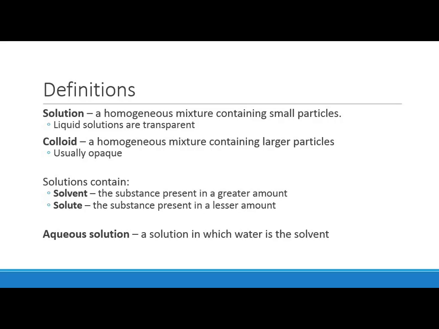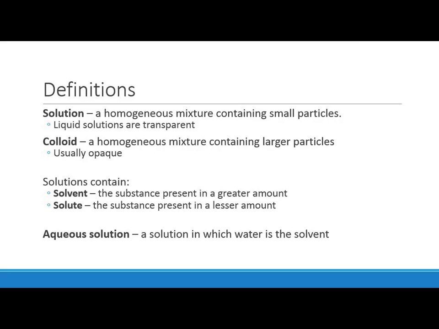Now colloids are related to this. They're also homogeneous mixtures, but they contain larger particles. Usually they're opaque. Examples would be fog, right? Fog is a colloid. It scatters light. If you are driving through thick fog, the worst thing you can do is turn on your high beams because it ends up scattering light and then it makes it even harder to see.